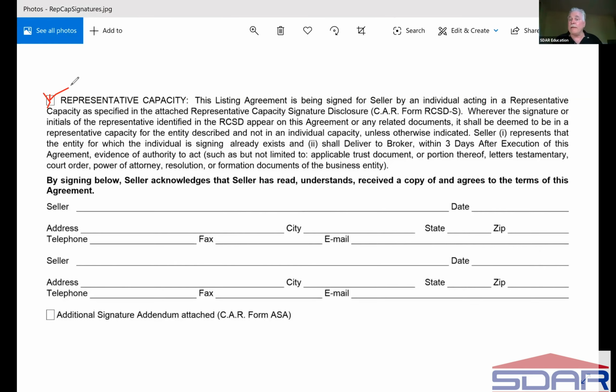I can be signing as power of attorney for someone. I can be signing as a statutory agent for a corporation. I can be signing as the designated officer for a trust, whatever. I have a lot of capacities in which I can sign as something other than a natural person.